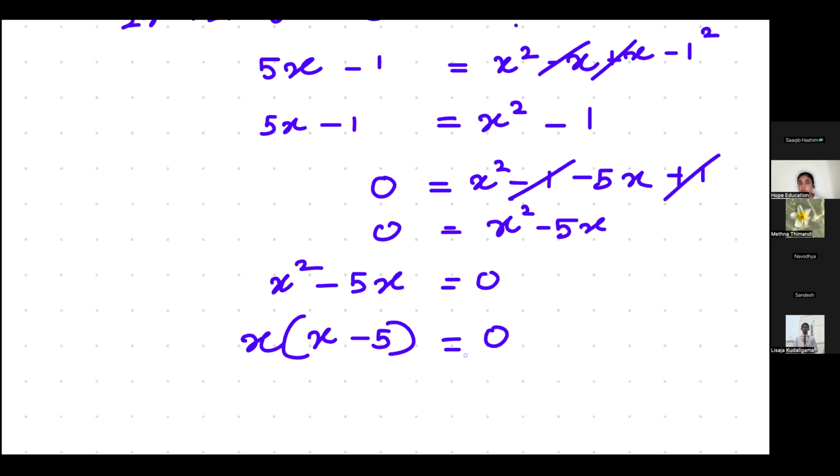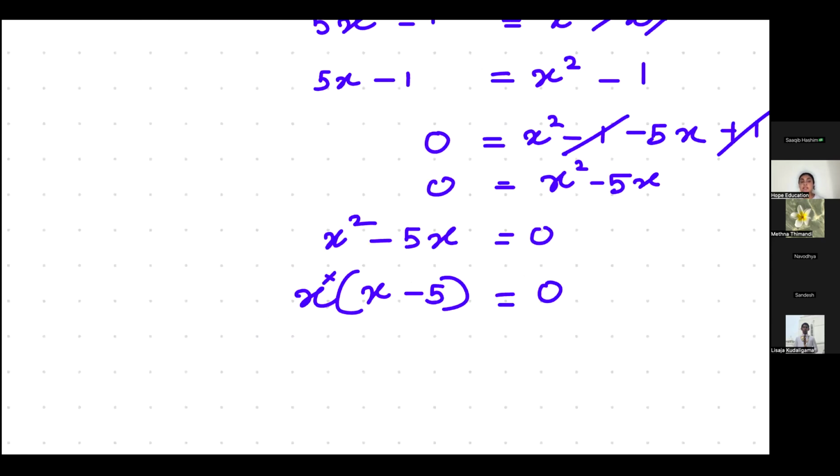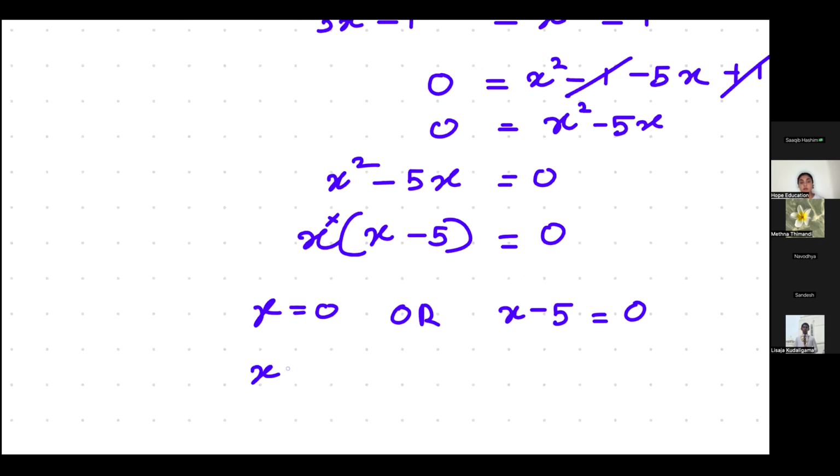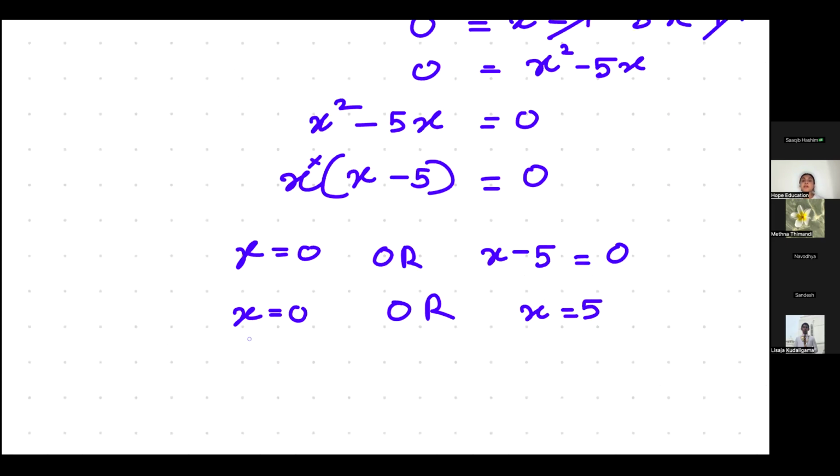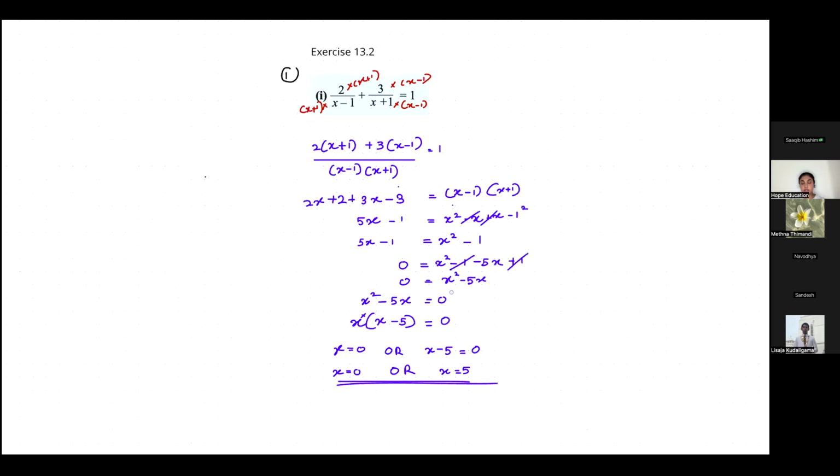Now here there's a multiplication. That means this and this are multiplied and the answer is 0. That means either x is 0 or x minus 5 is 0. So x is 0 or x minus 5, when you take it to the other side, becomes plus 5. This is the answer. Is this clear to all of you?